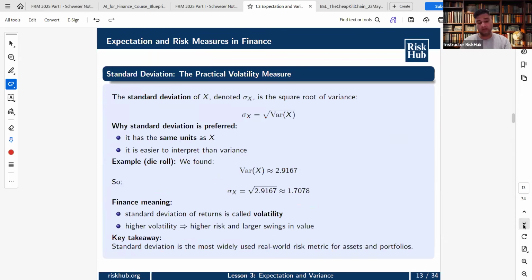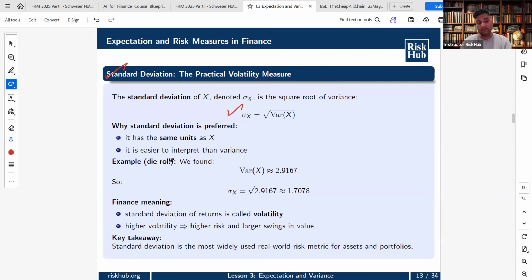Standard deviation, the practical volatility measure. Again, this is an extremely important slide. In real life, people rarely talk about variance. They talk about standard deviation. Sigma of X is equal to the square root of variance of X. Why the square root? Variance has squared units. For example, if return is measured in percentage, then variance of return is measured in percentage squared, which is hard to interpret. Taking the square root gives sigma equal to the square root of variance of r. Now the unit becomes percentage, much easier to understand.